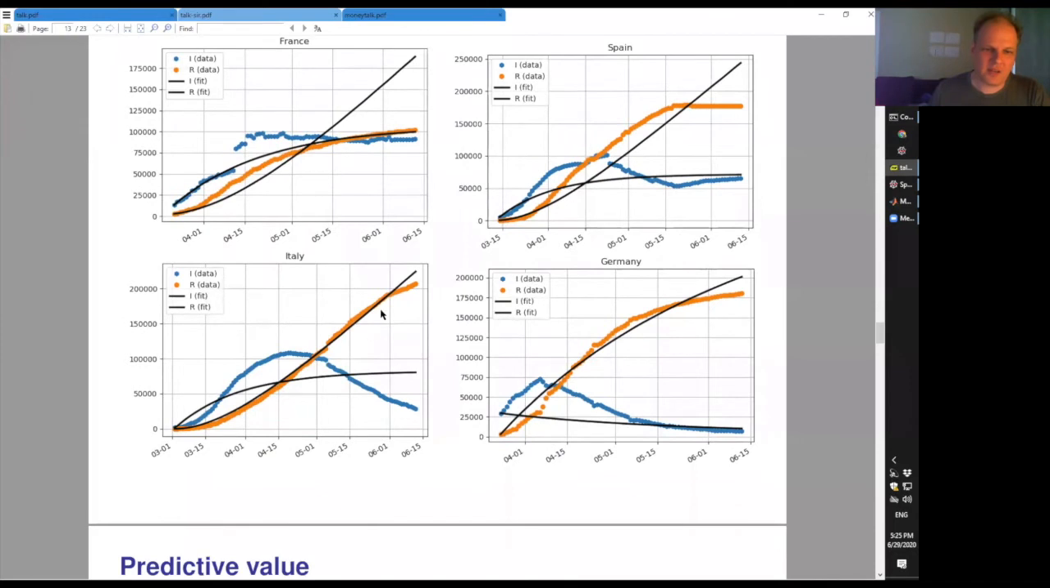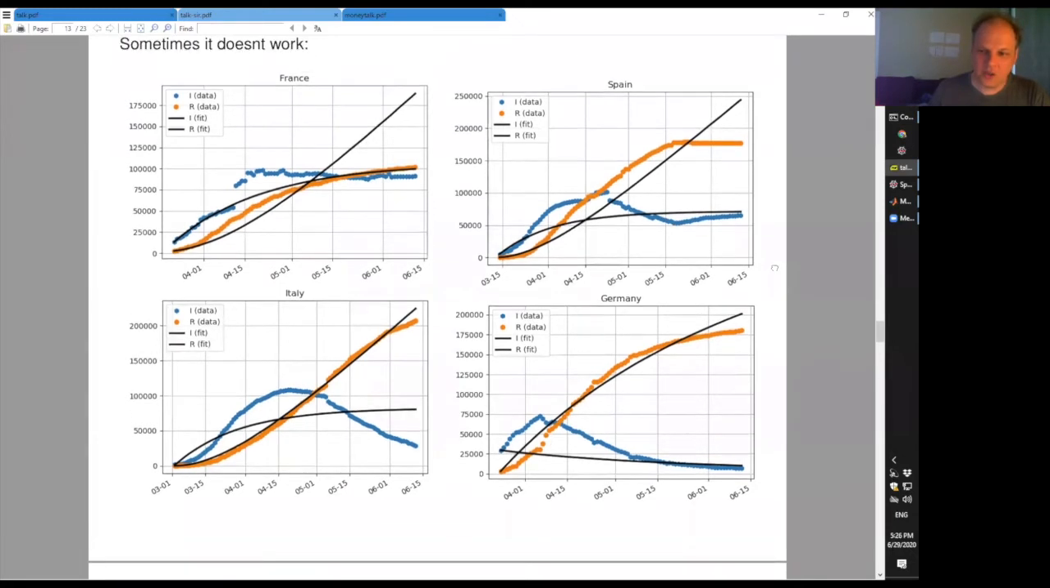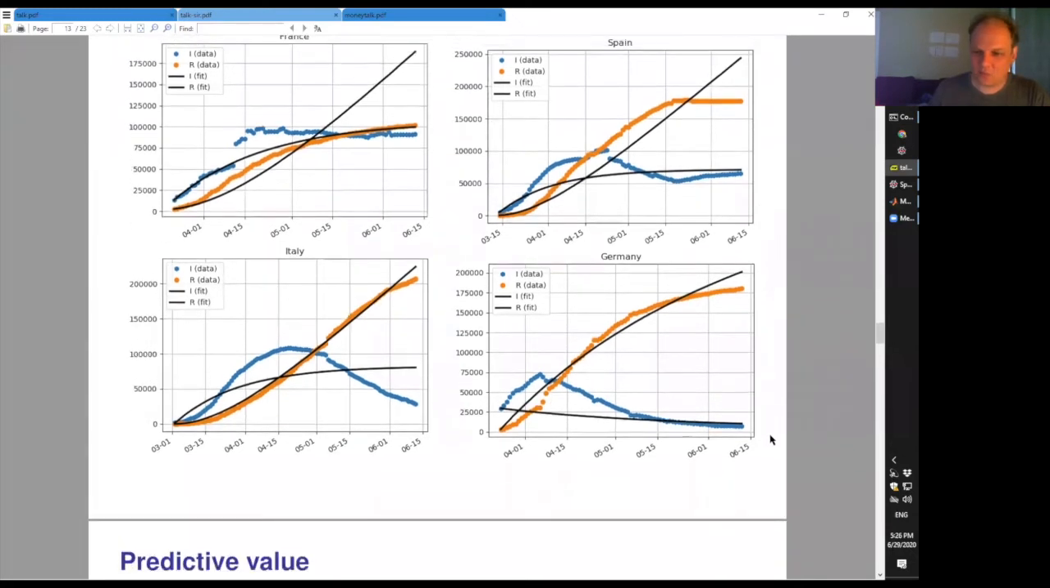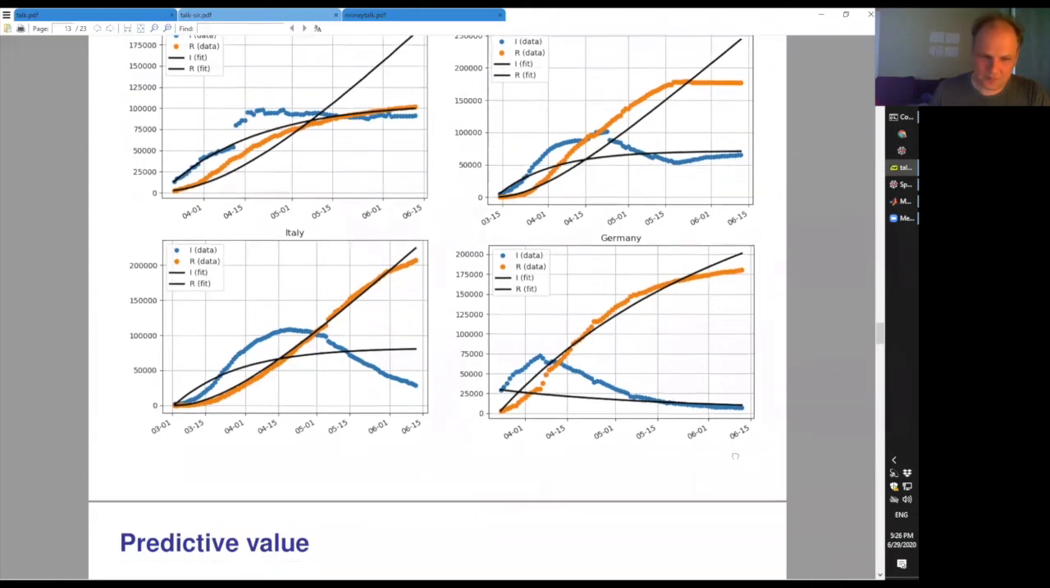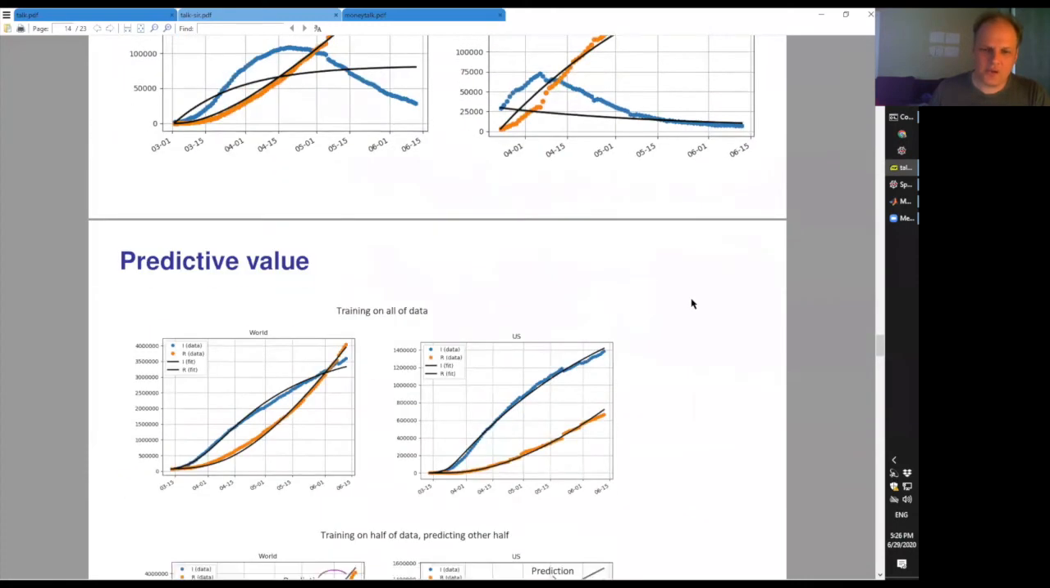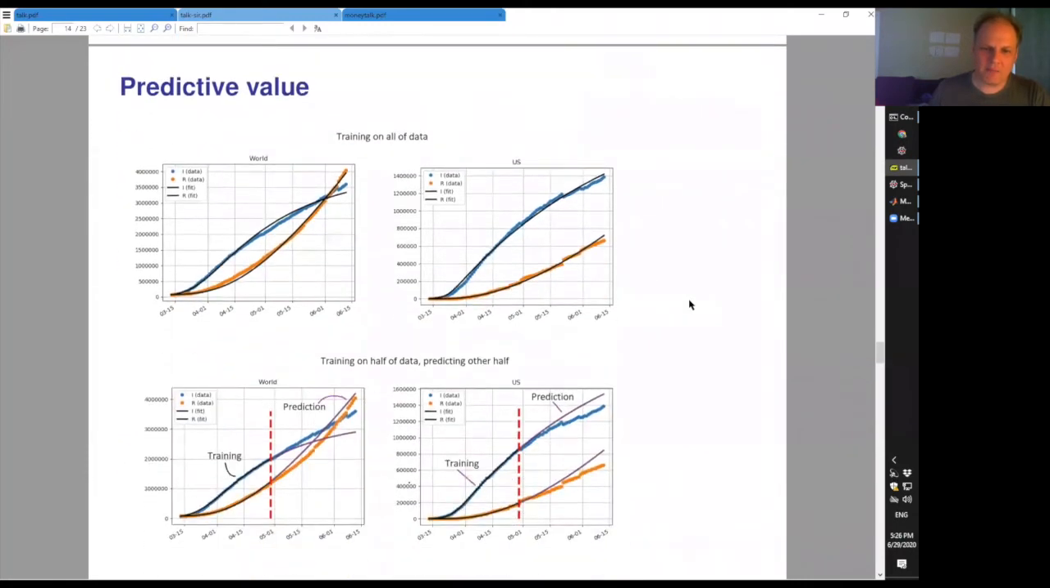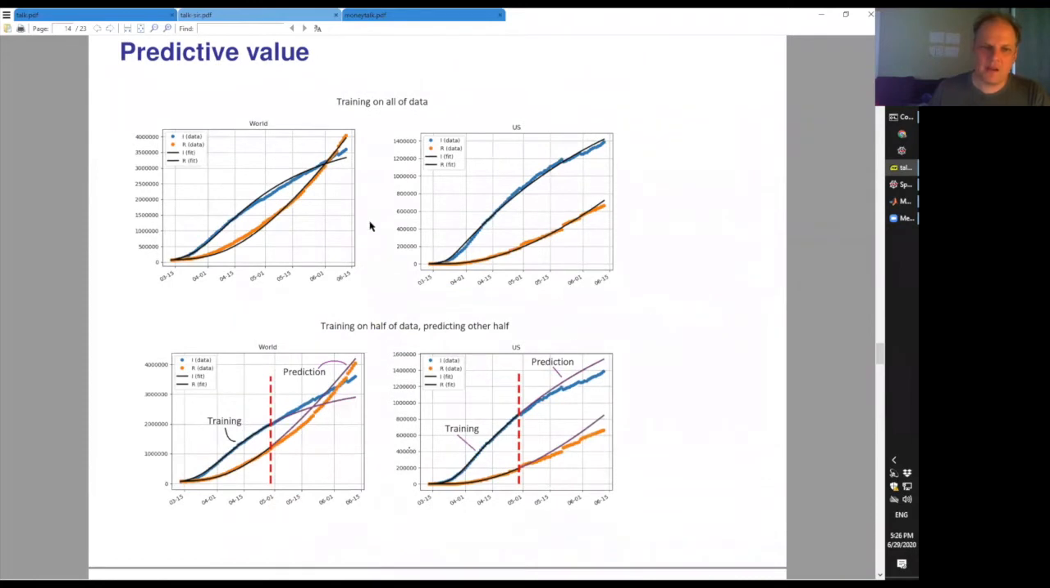And here is Italy. For some reason, it matches the recovered, but the I from data just doesn't match at all. And Germany just doesn't converge, actually. I can see it's, yeah. So when the epidemic is really well controlled, it doesn't work that well. Okay, all right, so we can also look at the predictive value of this.